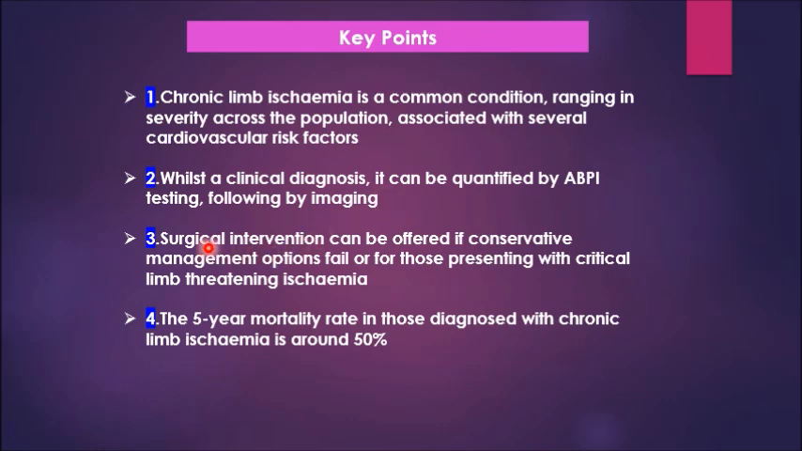Surgical intervention can be offered if conservative management fails, or for those presenting with critical limb threatening ischemia. Okay, two conditions: medical treatment fails, and if he develops a worsening condition going on to critical limb threatening ischemia. The 5-year mortality rate for those diagnosed with chronic limb ischemia is around 50%.